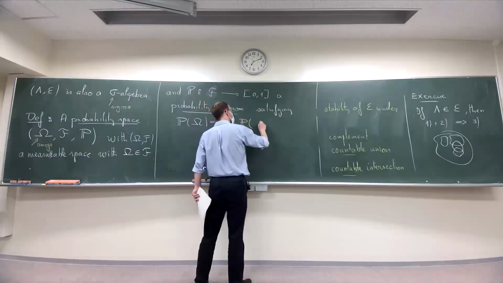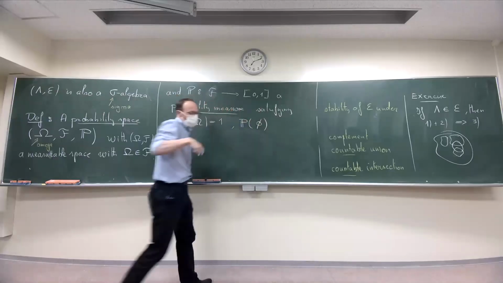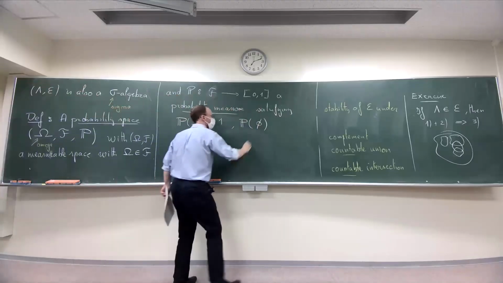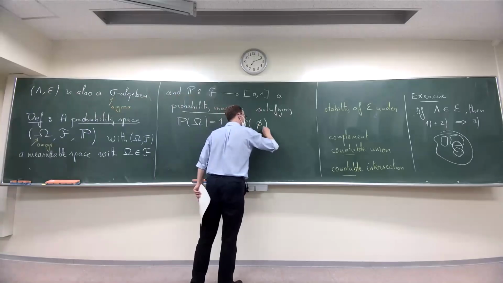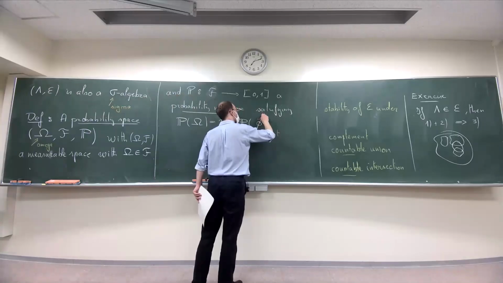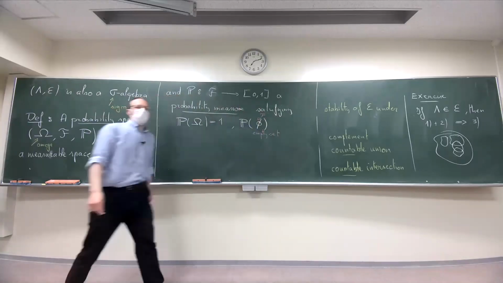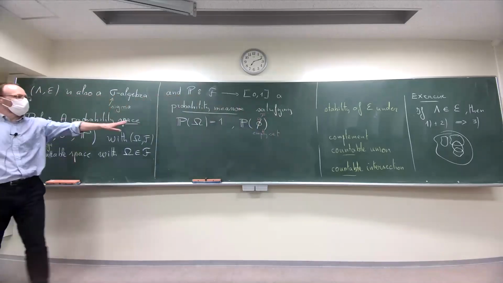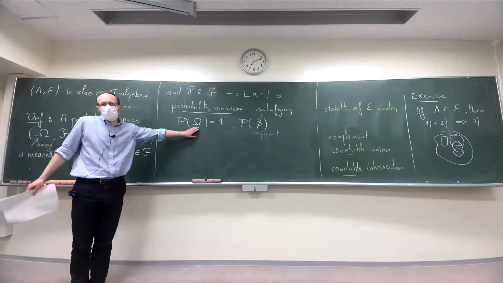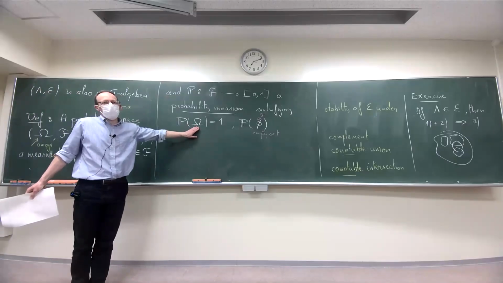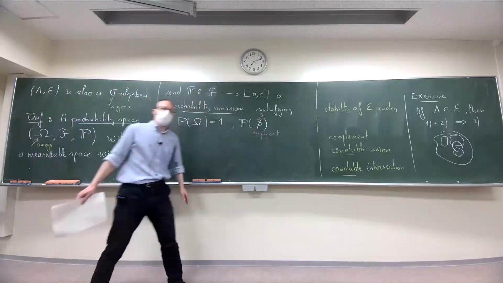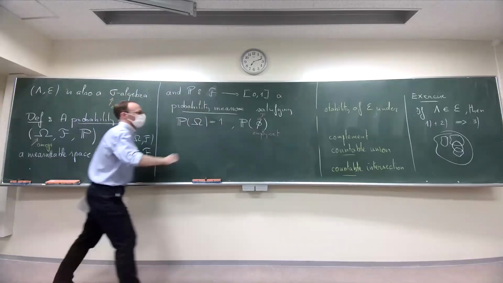Measure of the entire set. P of the empty set is 0. By the way, why does this empty set have to be in F? Because of this property of complement. If omega is inside F, its complement, what is missing, has also to be in the family. So the complement has to be in the family. But the weight is 0.